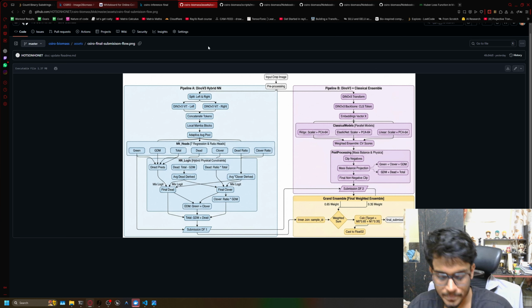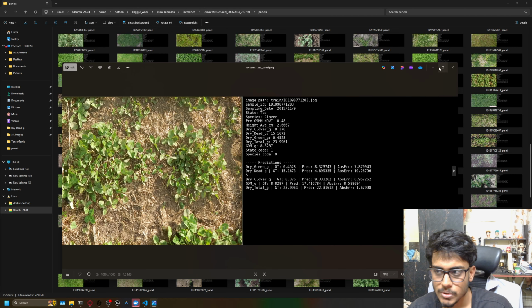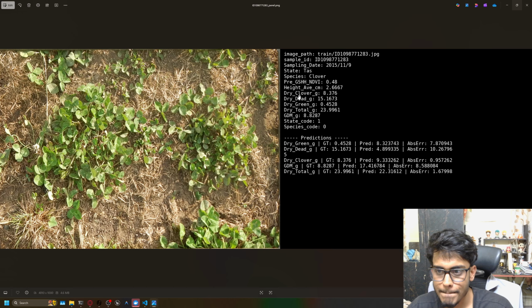Cool. So that was all for this video. I can show you some model predictions. This is how the model prediction looks. You can see, I think the model predictions are not that great here. For green, the actual ground truth value is 0.45, where my model is predicting 8. For clover, my model is pretty close to that, with an error of 0.9.